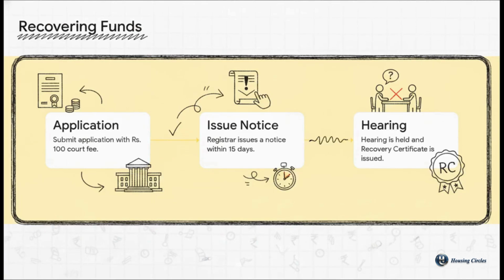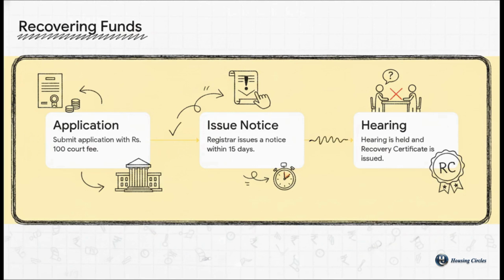But if a member still refuses to pay up, Section 154B-29 provides a very clear, impartial legal remedy for the society to recover its funds. We've taken the dense legal text and transformed it into a straightforward 1-2-3 process. Step 1. The society submits a specific application with a nominal 100 rupee court fee to the registrar, along with certified proof of the dues. Step 2. The registrar verifies the claim and issues a formal notice to the defaulter within 15 days.